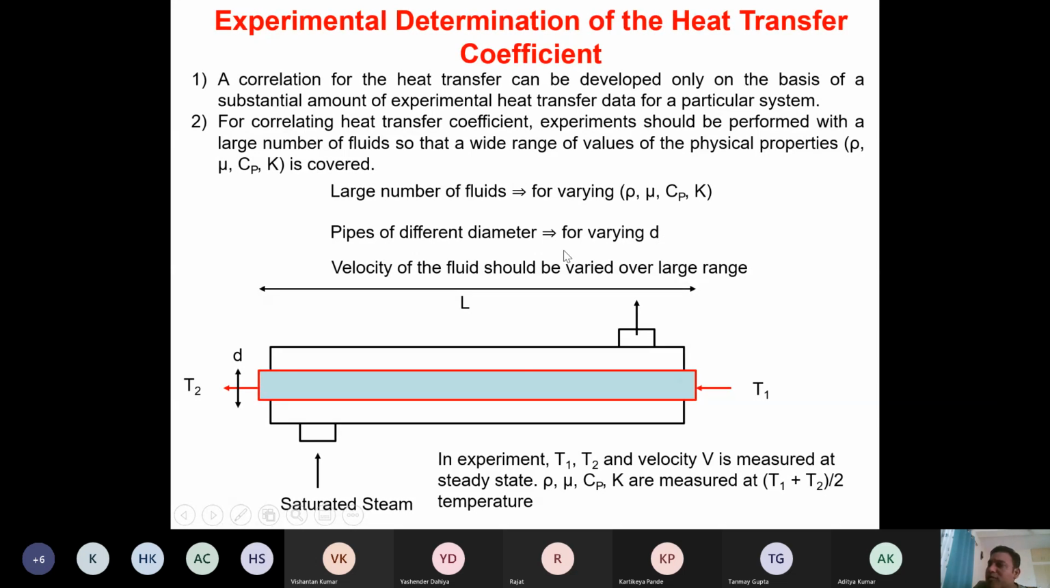So a lot of data has to be generated because we wanted to have a range of variability in the variables which we are looking at, isn't it? So a large number of fluids we have to use. Instead of using a single fluid, we have to use a large number of fluids because we wanted to cover the entire range of density, the entire range of viscosity, the entire range of specific heat and the thermal conductivity K.